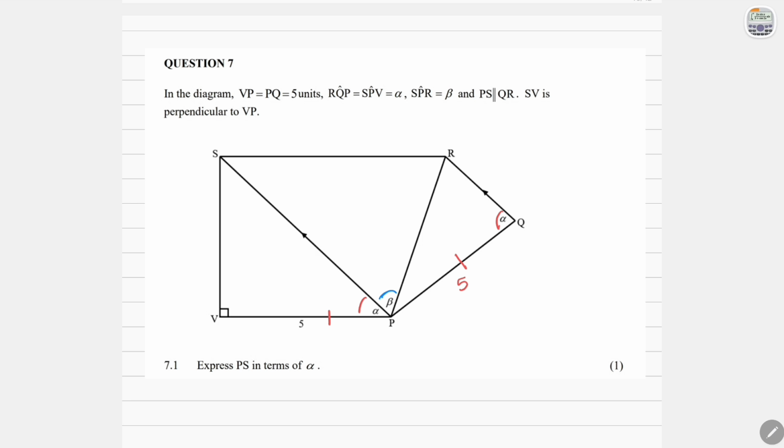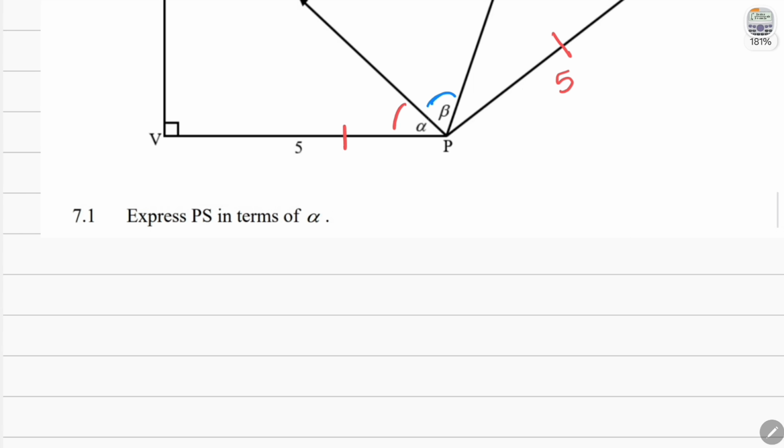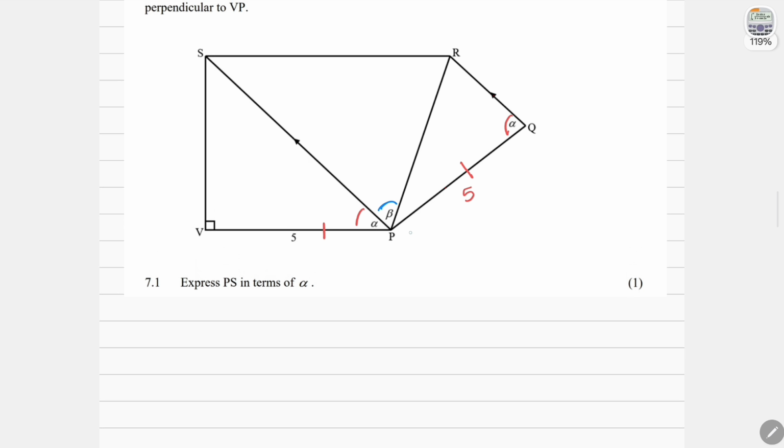And we are also told that these lines are parallel. So PS is parallel to QR. SV is perpendicular to VP. So these are perpendicular. And the first question is to express PS in terms of alpha. Okay, so PS is over here. How do we express this in terms of alpha?